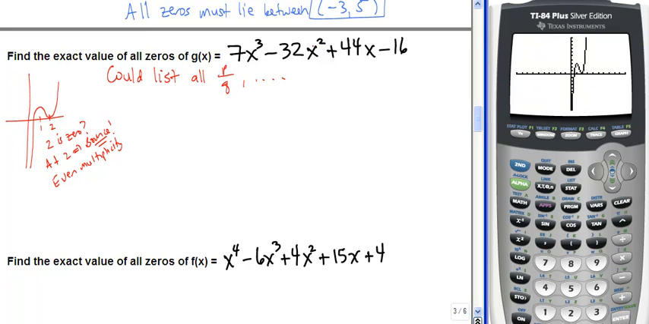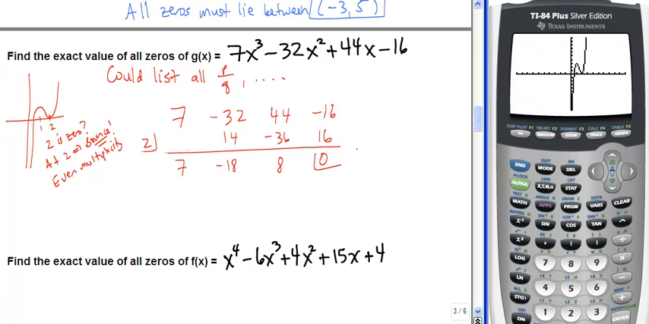So let's go ahead and verify that that's what happens. So we're going to take our coefficients of our original polynomial, 7, negative 32, 44, and negative 16, and I'm going to try and divide it through by 2. So bring down the 7 gives me 7, 14, negative 32 plus 14 is negative 18, 2 times negative 18 is negative 36, 44 minus 36 is 8, 2 times 8 is 16, and there's my first 0.